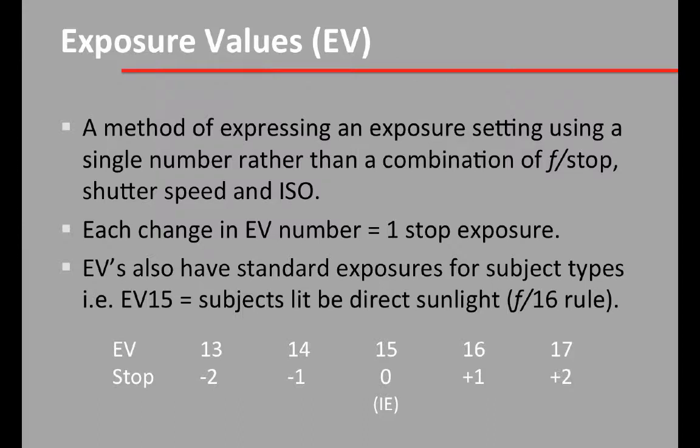single number. Now, the interesting thing about EV values is that when you increase that one value, if you go from 15 to 16, you're actually increasing it by one stop or 2 times. If you're decreasing it from 15, as you can see on my little table there at the bottom, if you decrease it from 15 to 14, you're decreasing the exposure by 1 stop. An EV value from 15 to 13 is a decrease of 2 stops. An EV value from 15 to 17 is an increase of 2 stops.